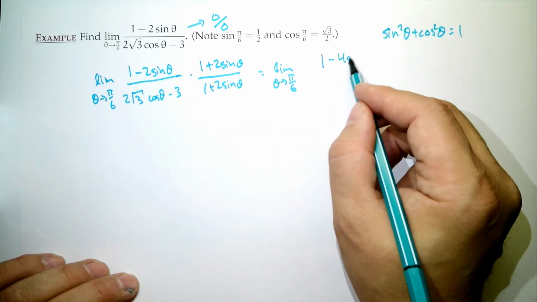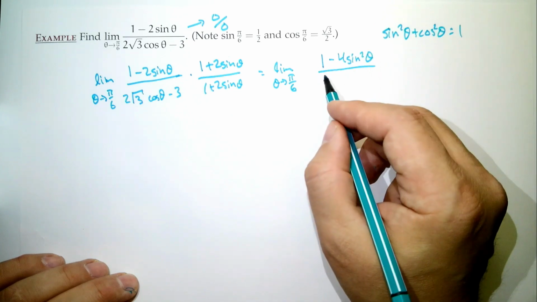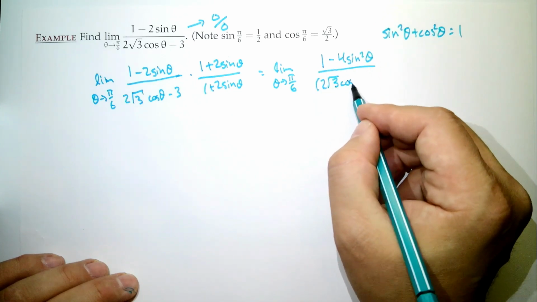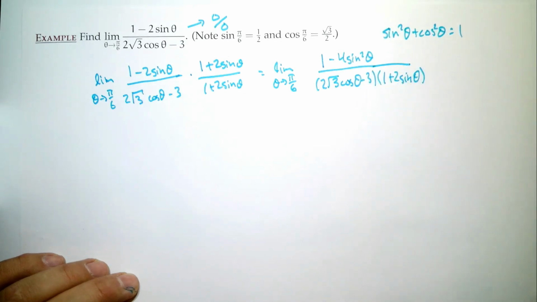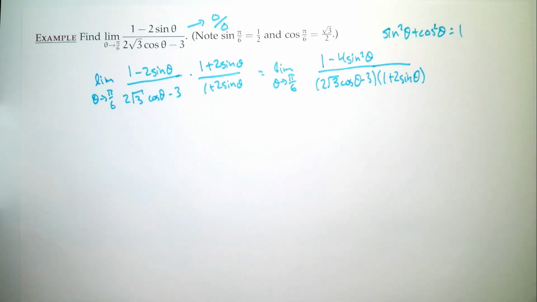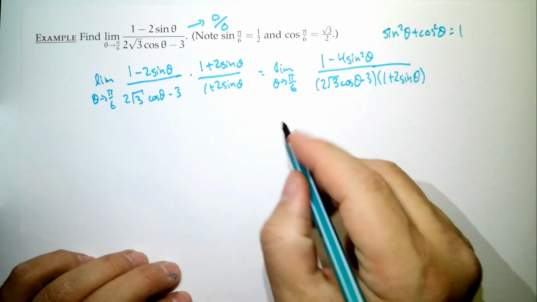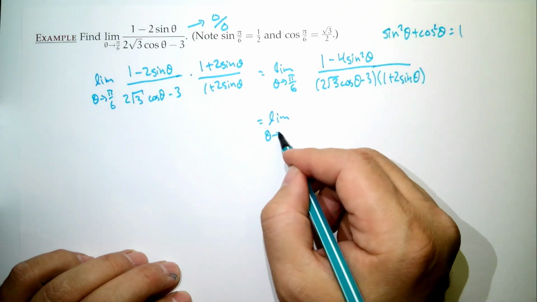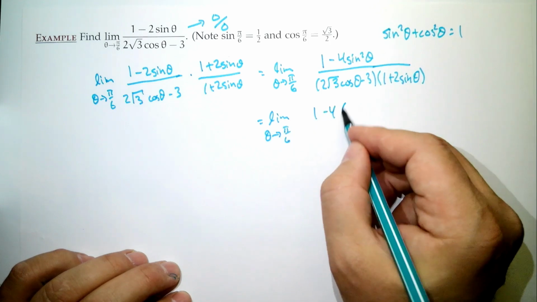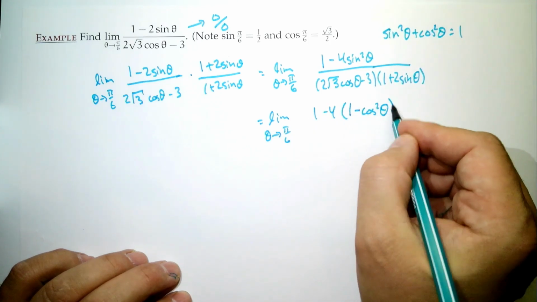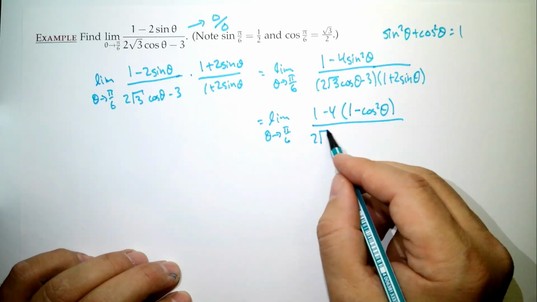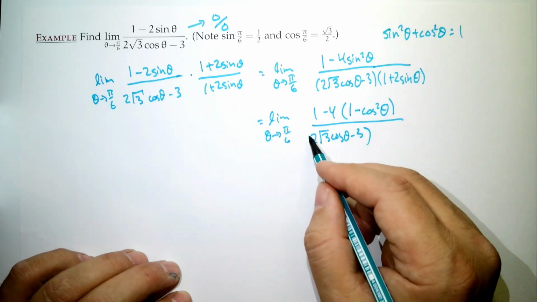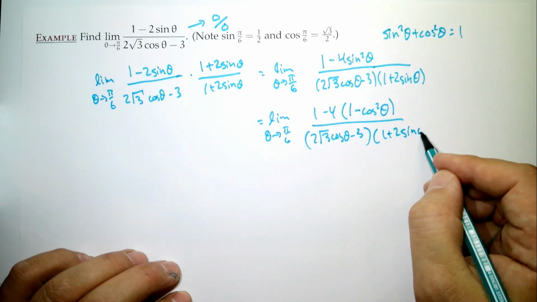Upstairs we'll get 1 minus 4 sine squared theta. Downstairs, don't multiply. That's going to hurt you. Leave it as the two terms. You only multiply the conjugate part on the part where you want the square. The rest, don't multiply it out. Now we say, cool, sine squared theta becomes 1 minus cosine squared, because I can pull out that sine squared plus cosine squared equals 1, over 2 root 3 cosine theta minus 3 times 1 plus 2 sine theta.